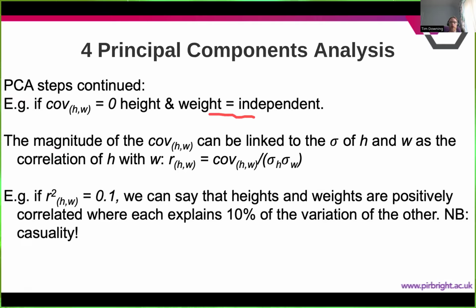So we can say that if the covariance of height and weight is 0, then they're independent. And we use our ratio of the correlation coefficient, using this formula, to then estimate how big that is. If we take the square of the value, we can say the heights and weights are of a small positive correlation, where 10% of one explains 10% of the other. It doesn't mean height causes weight or weight causes height. That's a separate question. So inferring causal links from that is not necessarily wise.